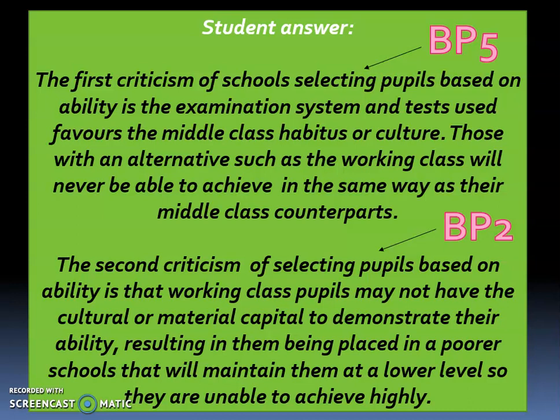The second of how selection may disadvantage the working class is due to the lack of cultural or material capital. This is an inversion of bullet point 2 on the mark scheme. Bullet point 2 actually reads, it benefits the middle class due to having resources such as tutors, but this student has done it the other way round and said that working class lack the cultural and material capital, which in effect results in being placed in a worse or a poorer school. It's the same criticism, but from a different angle, and it will be awarded.